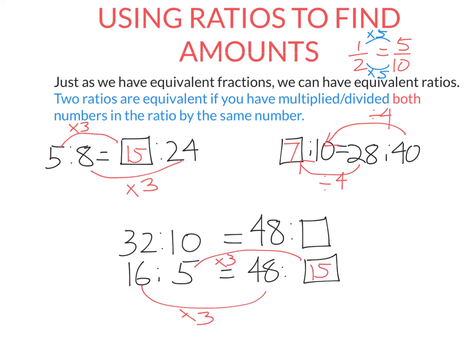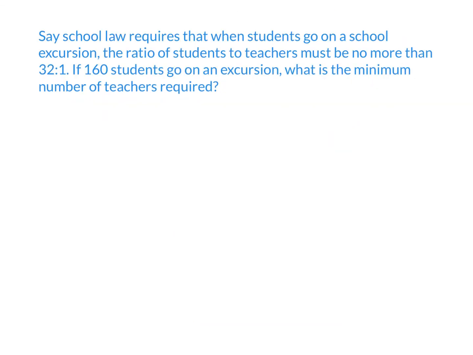All right, let's use this to actually solve some problems now. Let's try this one. Say the school law requires that when you go on a school excursion, the ratio of students to teachers must be no more than 32 to 1. So if 160 students go on an excursion, how many teachers are required? That's basically what the question is saying.